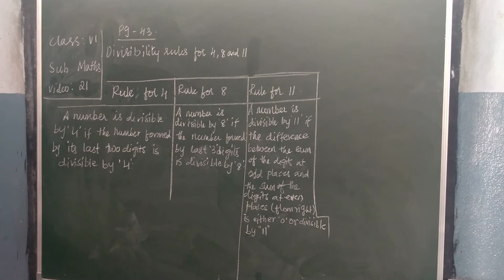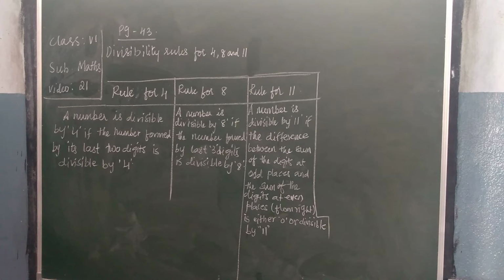So, suppose they give you a number, children. The last 2 digits, from your right hand side, you have to take 2 digits and divide with 4. If the remainder is 0, then the number is divisible by 4. I will show you one example, children. Today I am just teaching you all the rules. A number is divisible by 4 if the number formed by its last 2 digits is divisible by 4.